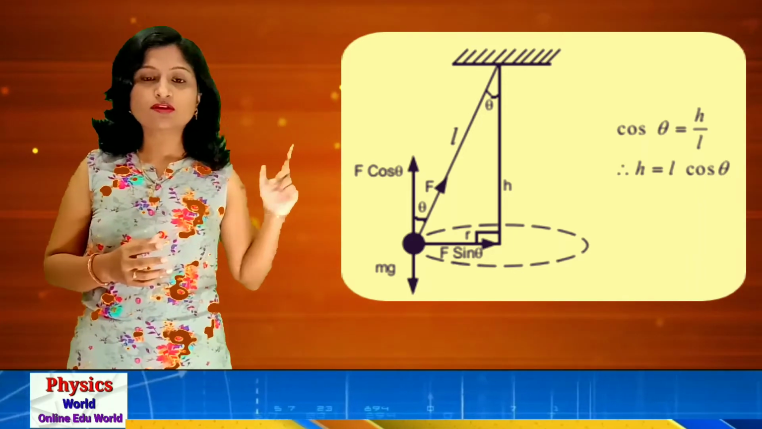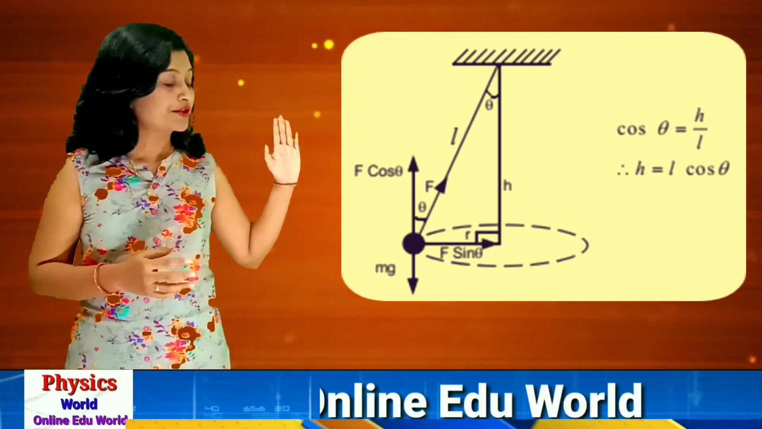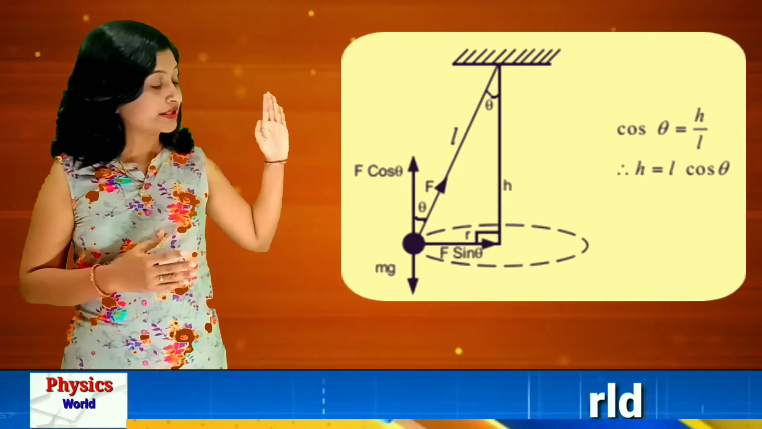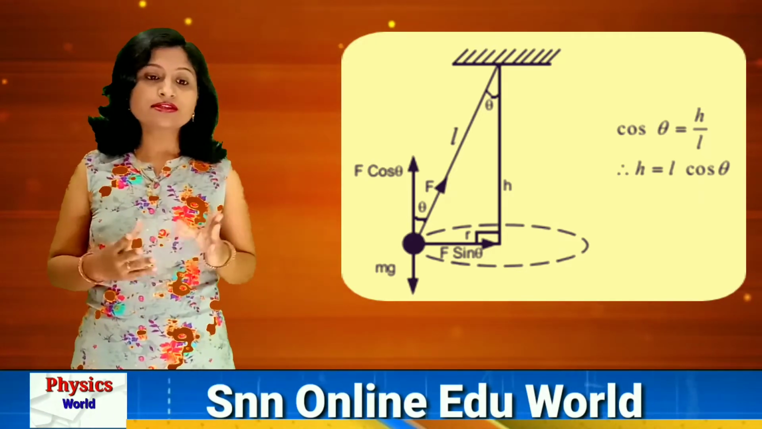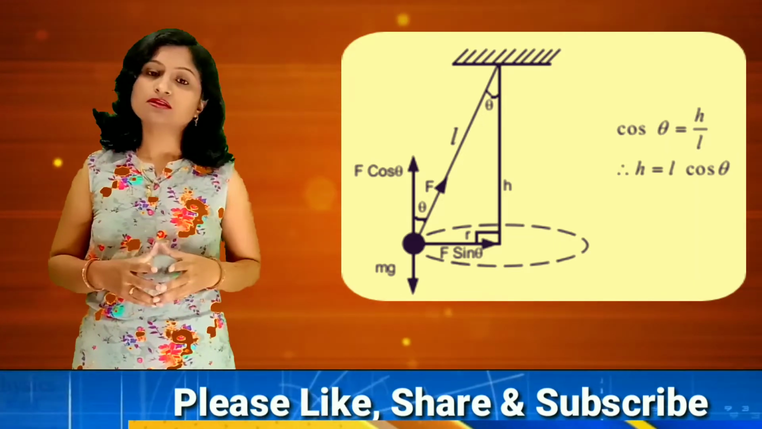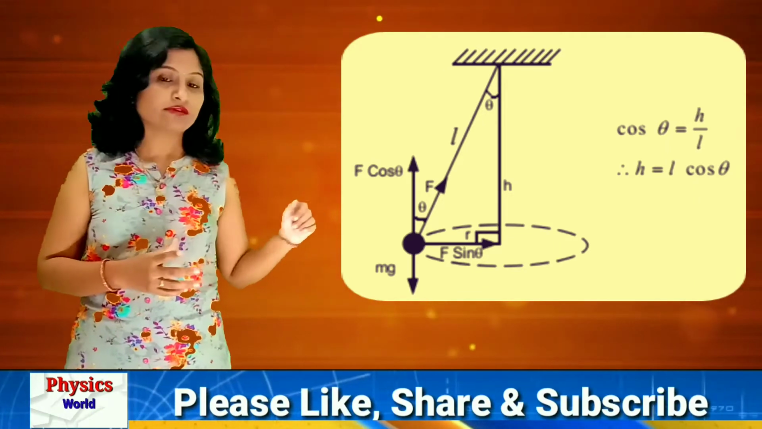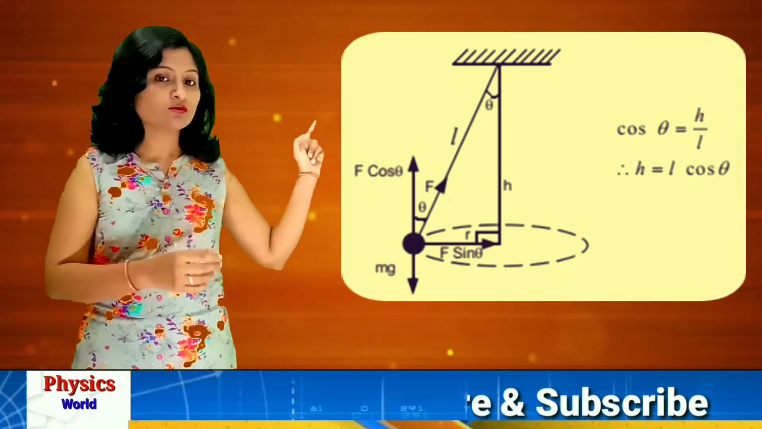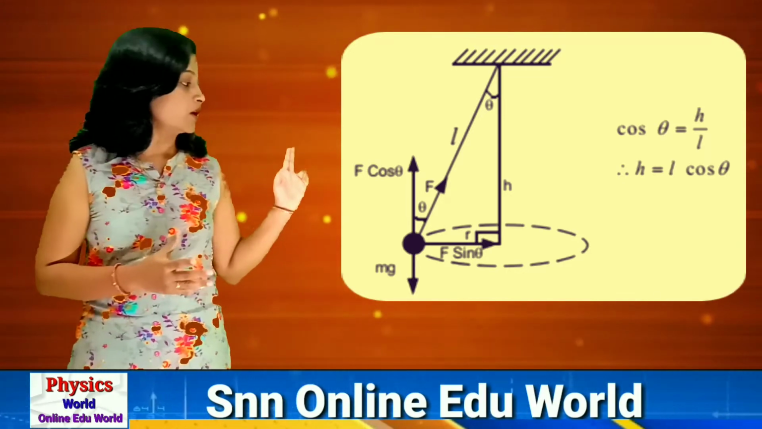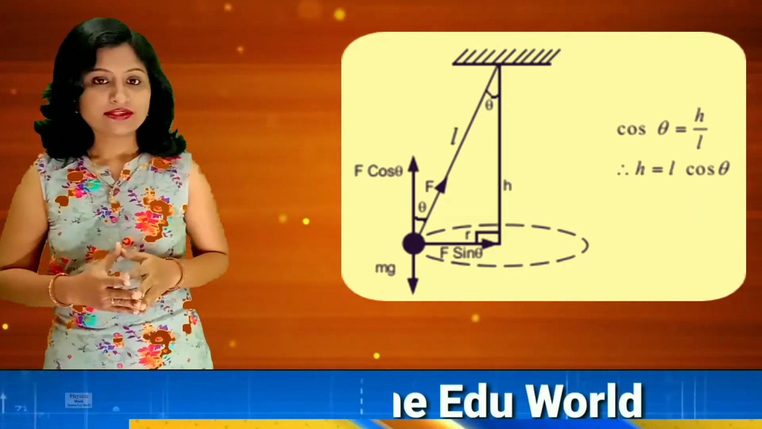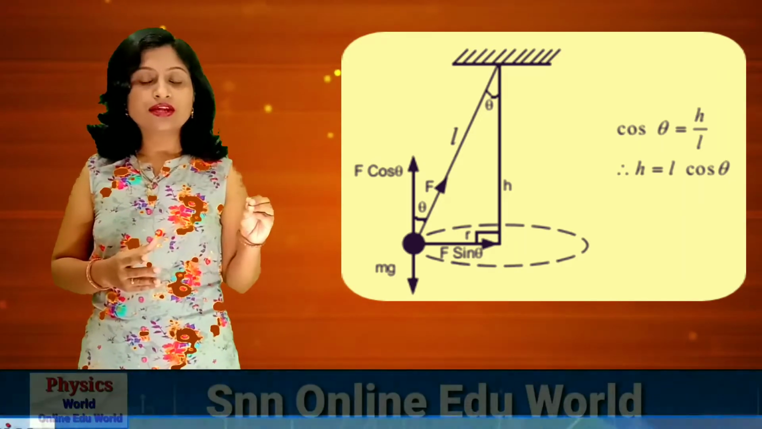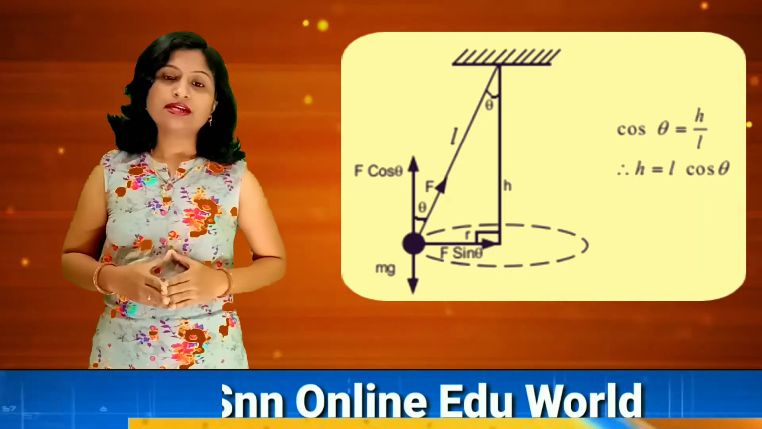Now this F is resolved into two components, along the horizontal direction and along the vertical direction. Along the vertical direction this F is resolved as F cos theta. Here F is a vector quantity, so we resolve it into two components. Along the vertical it is F cos theta, and along the horizontal it is F sin theta. Now what is theta? Theta is the angle made by the string with the vertical line of the pendulum.